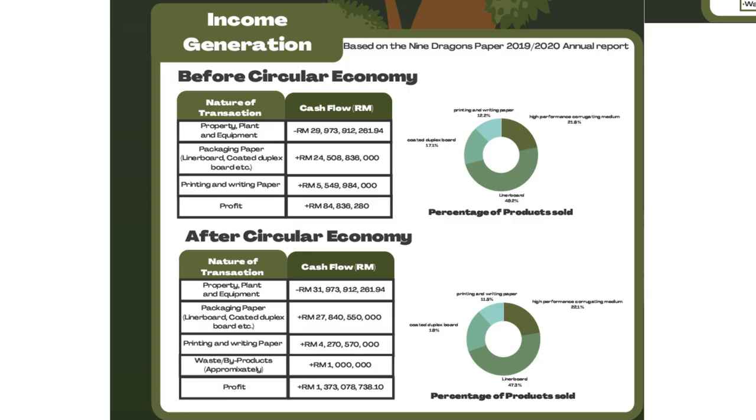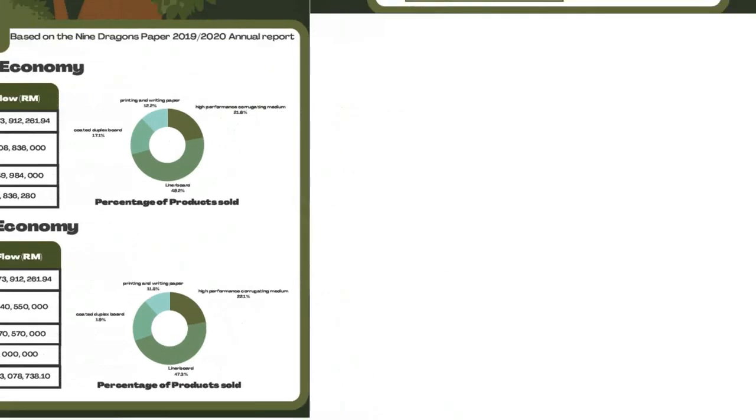This can be seen from the amount of papers such as packaging, writing, and printing papers sold, which increased. The waste or byproducts that were produced, however, can also be sold at an approximate amount of 1 million, and this results in more profit for the industry when circular economy is implemented.